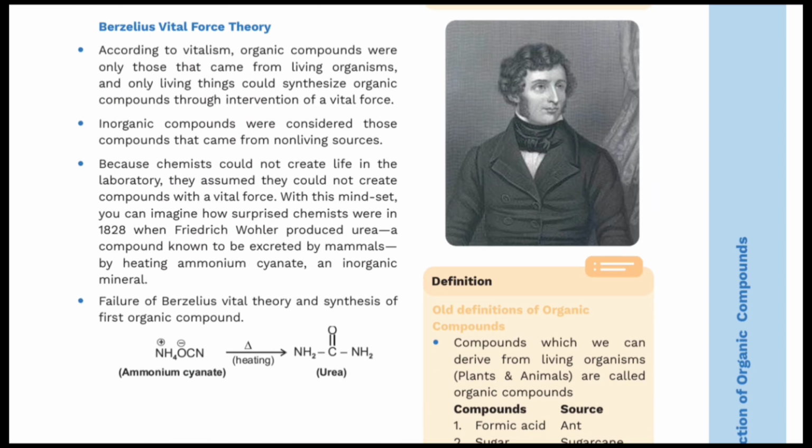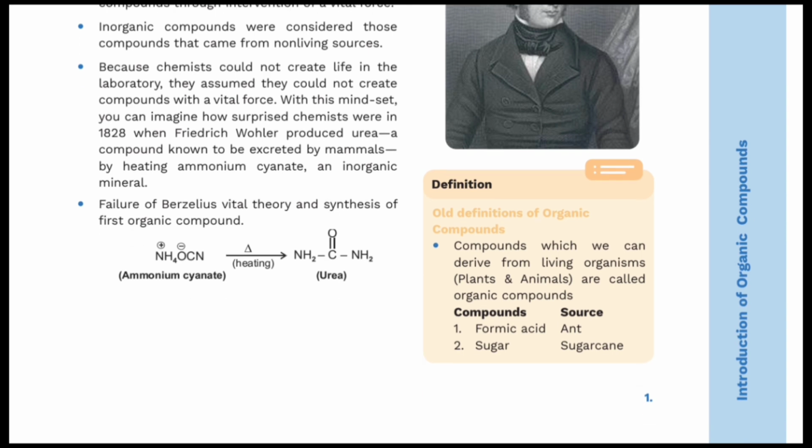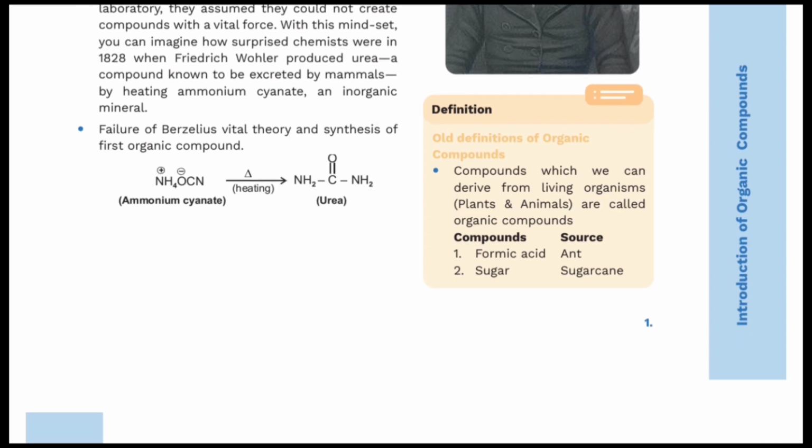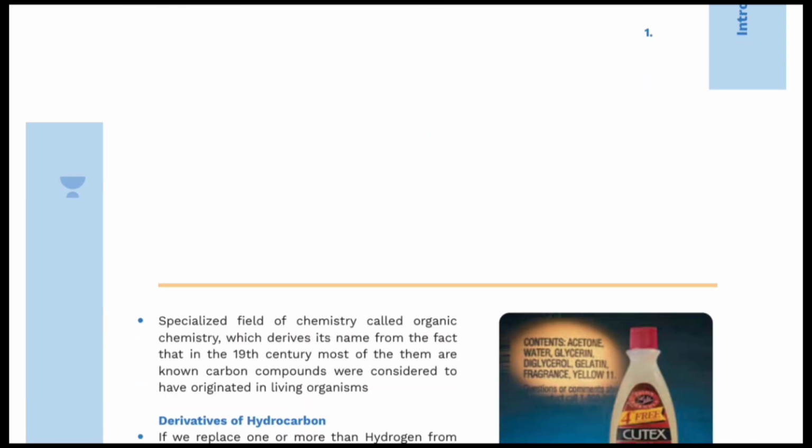Like urea is formed from ammonium cyanate. The definition of organic compounds: compounds which we can derive from living organisms are called organic compounds. The first one derived in the laboratory was urea. The source of formic acid is ants and the source of sugar is sugarcane.